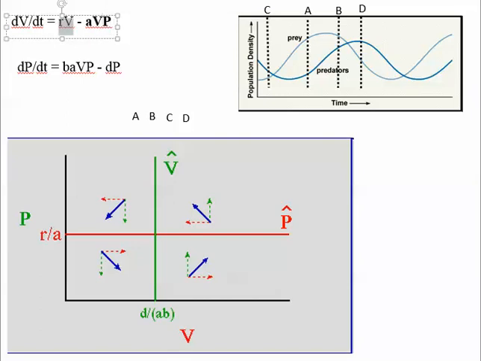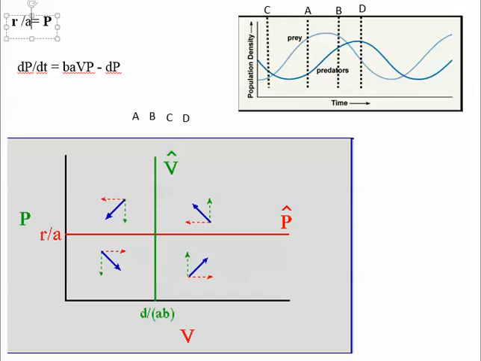And so what we want to find out is a place where dV/dt equals 0. And so we can do that by rearranging the equations to set rV equal to aVP. That's just moving aVP around to the other side of the equation. V cancels out on both sides of the equation, and so the density of predators where the victim's population size doesn't change is r divided by a.